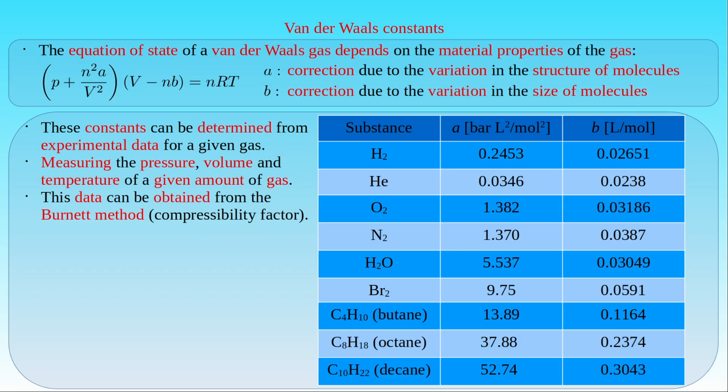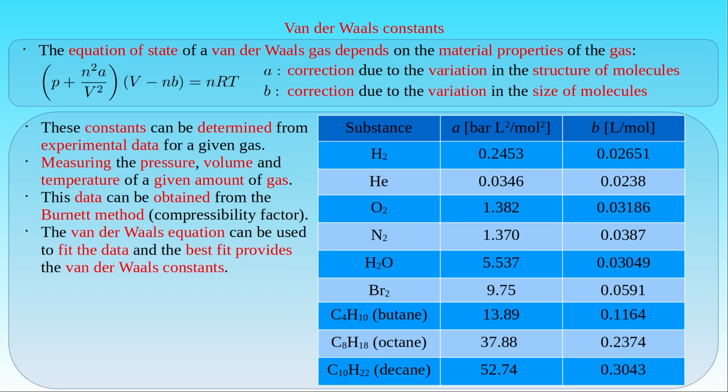This measurement can be performed at different temperatures by changing the temperature of the thermostat in the Burnett apparatus. As a result, we obtain a data series of the relation between the pressure and the temperature of a real gas confined in a given volume. Then we can use the van der Waals equation to fit the data with respect to the parameters A and B in the equation, and the best fit provides the van der Waals constants for the given gas species.